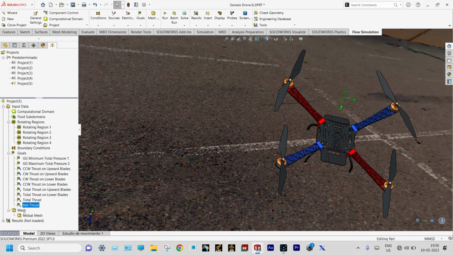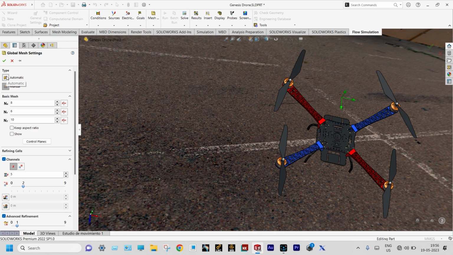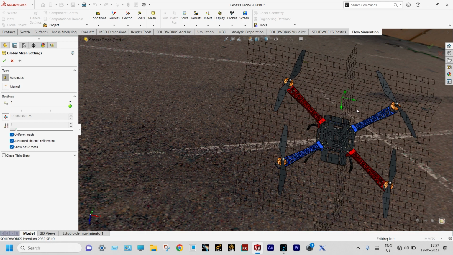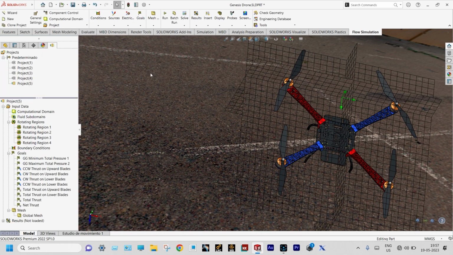Next to that, we need to mesh it. We can select automatic mesh, and level can be increased up to 7th for better accuracy. And we are considering uniform mesh, advanced channel refinement, and also we want to see basic mesh, right? So this is the mesh distribution, you can see. Done. Green check. Now we need to run this one, right?